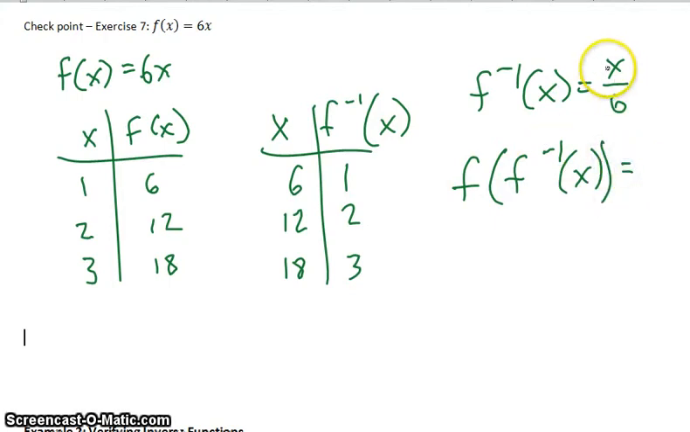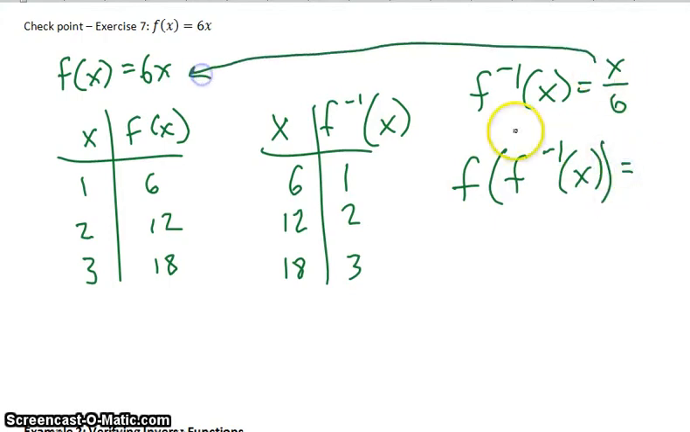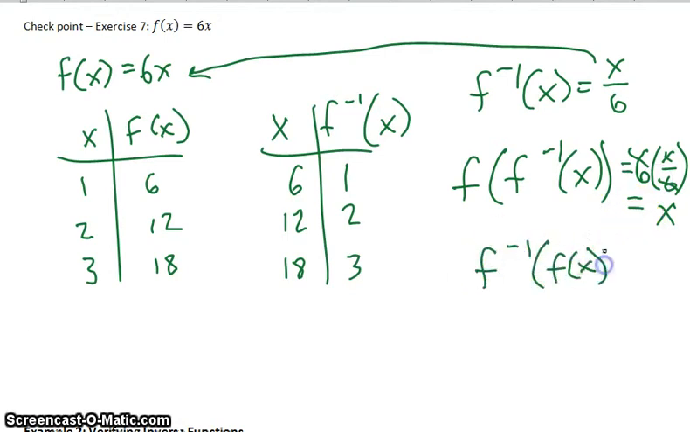So I plug this inverse into the original, and I get 6 times x over 6, and I get the identity function because the 6's cancel out. Then I plug the inverse and compose that with the original function, and I get 6x over 6, and I'm still left with the identity function. So evaluating it both ways leaves me with the identity function.